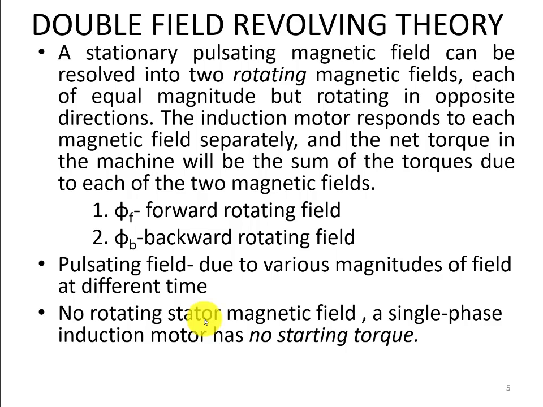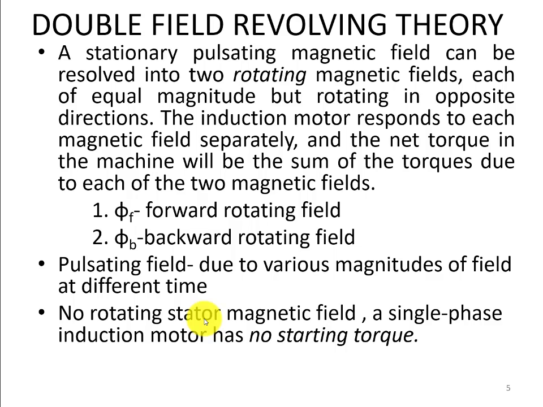like a transformer with the secondary short circuited, because the squirrel cage rotor of the induction motor, as we have known earlier, is shorted with the short rings at the end of the bars of the rotor. So there will be huge currents flowing into the rotor, but there will be no torque produced in the motor that can rotate it.